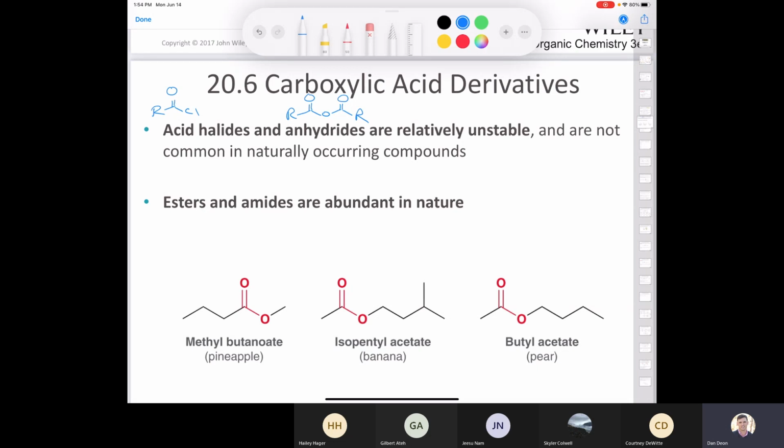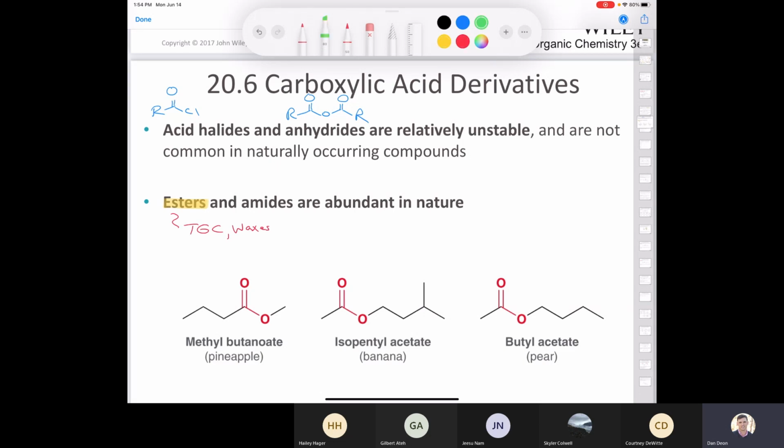However, esters and amides are mega abundant in nature. For example, if you like the smell of any kind of fruity odor, like pineapples, bananas, pears, cherries, strawberries, whatever, then you like the smell of an ester, because fruity smells come from esters. And you can see some examples here. Another place you would find esters would be things like triglycerides, or a wax. Waxes like carnauba wax or beeswax or earwax are esters as well.